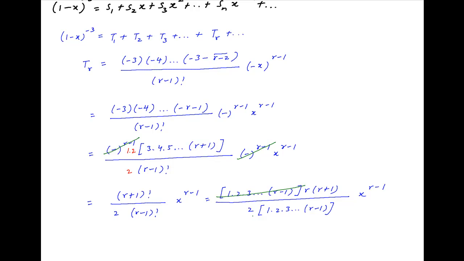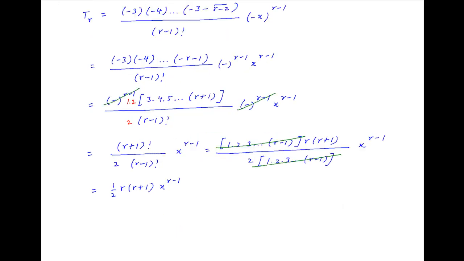1 times 2 times 3 and so on till (r - 1) cancels across the numerator and the denominator, and therefore the value of tr simplifies to half of r times (r + 1) times x^(r-1).